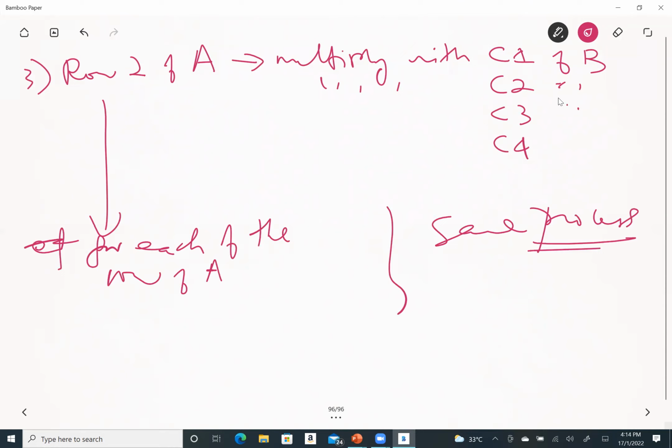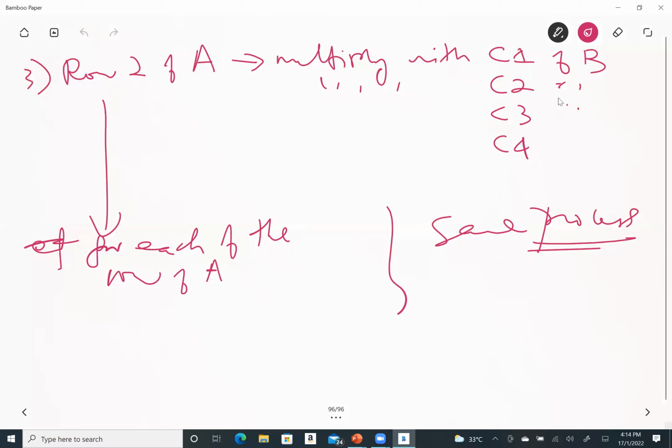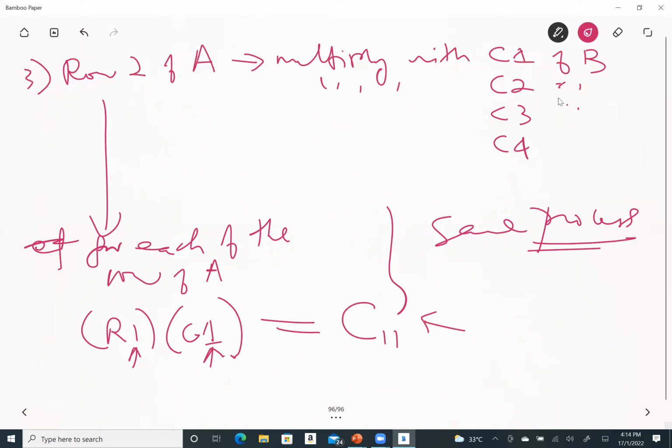Okay, so that is multiplication. Now you look at row number 1. You multiply with column number 1. So you consider the element of A, row 1, you multiply by column 1. So what is the corresponding element of the C? C11. Row number 1, column 1, that will be the element corresponding for the product matrix.